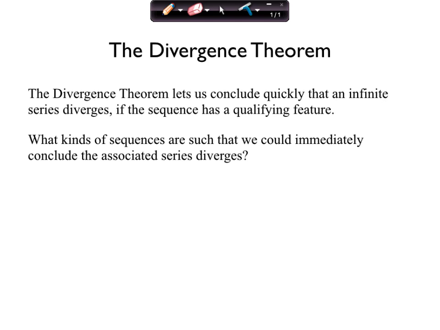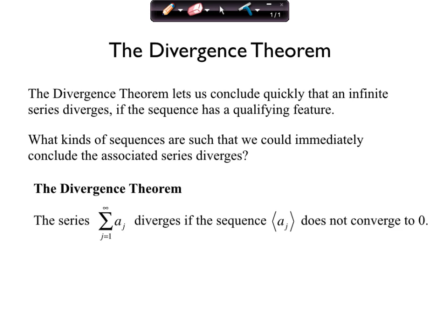Right? So what kinds of sequences are such that we can immediately conclude the associated series diverges? If that sequence does not converge to 0. Like the first one we saw. What if it converged to 3? Then we'd end up adding a bunch of 3s in the series, you just keep adding 3 plus 3 plus 3 plus 3. It's never going to converge, right? So the series of the sequence a_j diverges if that sequence does not converge to 0.